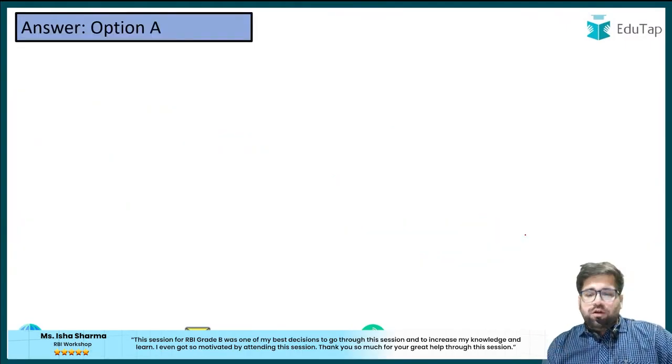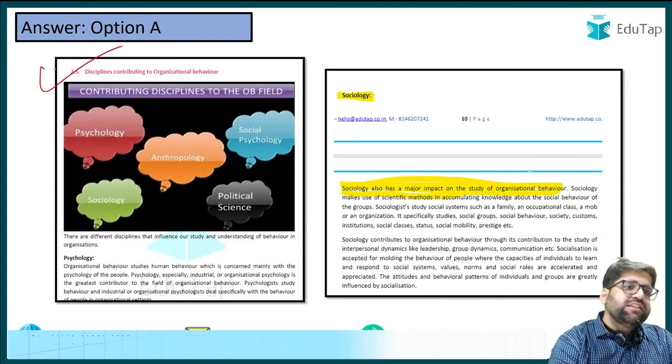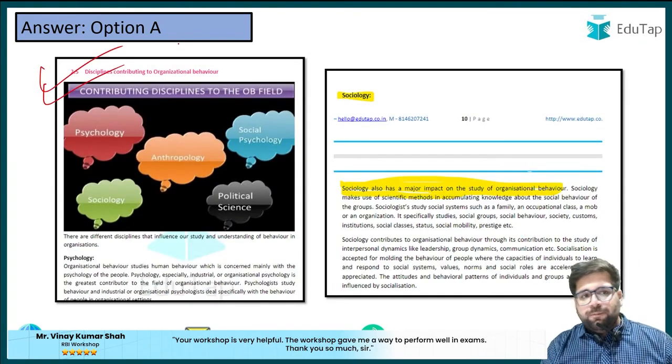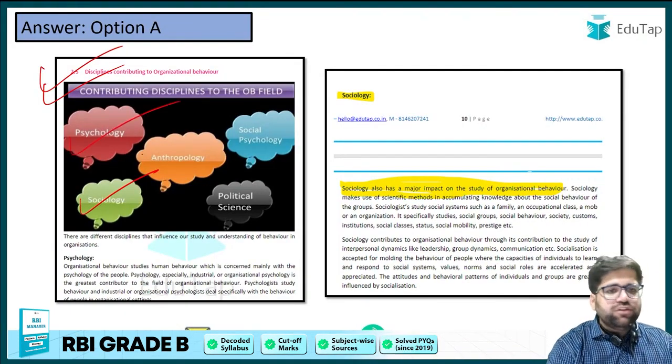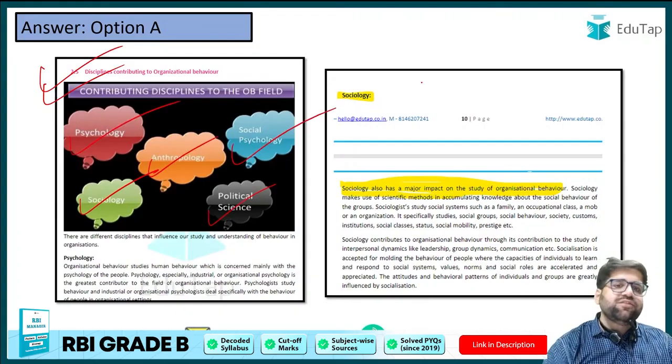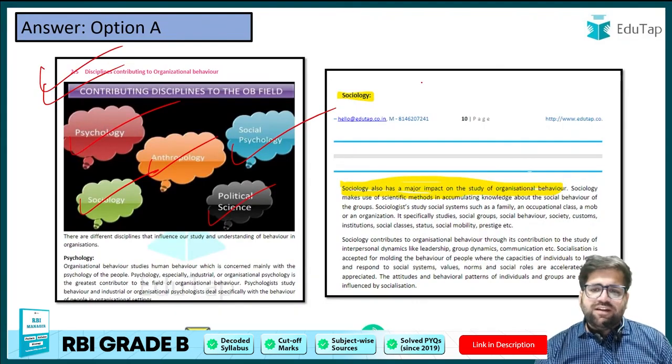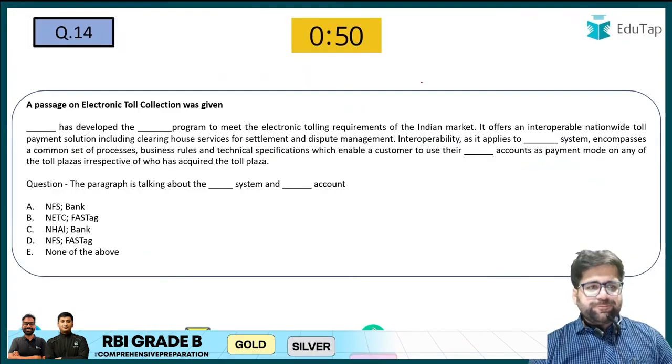Now let's come to option A. Yes, in your concept notes as well, we have briefly described different disciplines which contribute towards the OB field. You can see sociology is there, psychology is there, anthropology, political science, and social psychology. Different concepts explained beautifully.